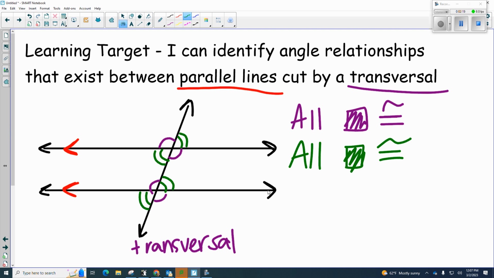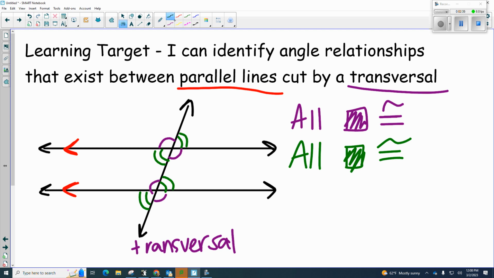So a strategy we were using in class, you can use a highlighter and mark one set of angles with one color and then the other set with the other color. And that makes it nice and easy for you to tell the difference. Then the last special relationship is what if we're talking about one purple angle and one green angle?